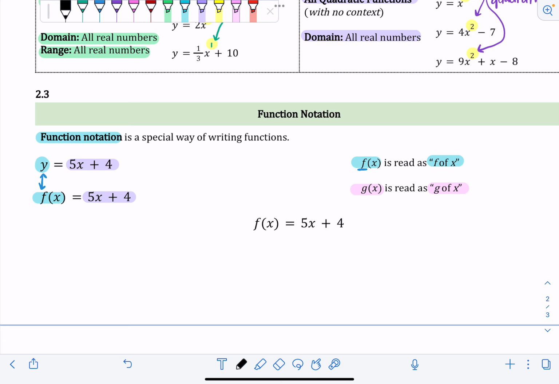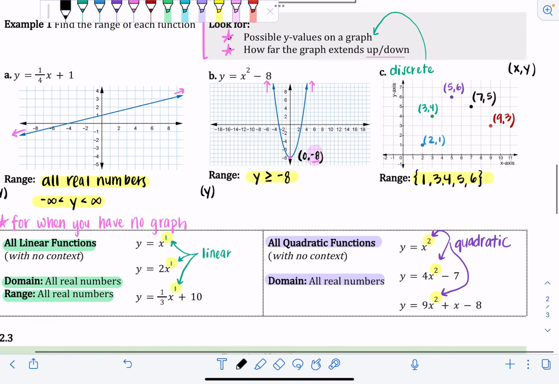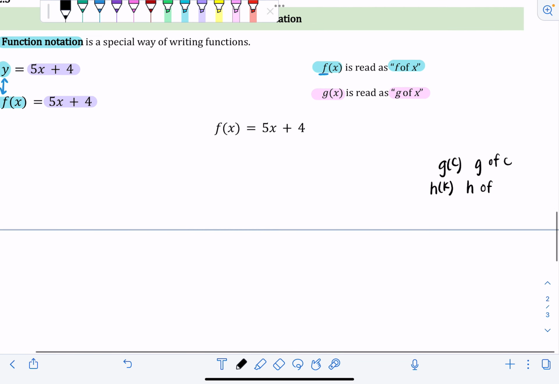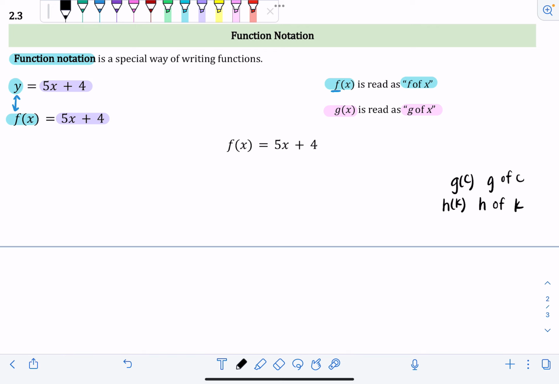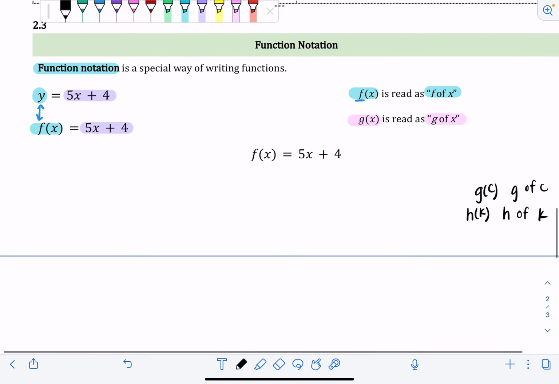Or for example, technically functions can have any name, so I'll give you a few random examples. If I had g of c, that would be read g of c. Or h of k, it would be h of k. So it can be any letter inside or outside the parentheses, but you always read it as the first letter first, then the word of, and then the number or the letter inside the parentheses second.